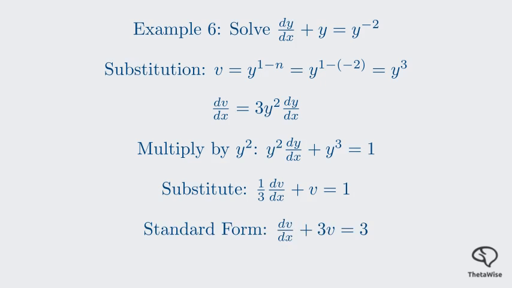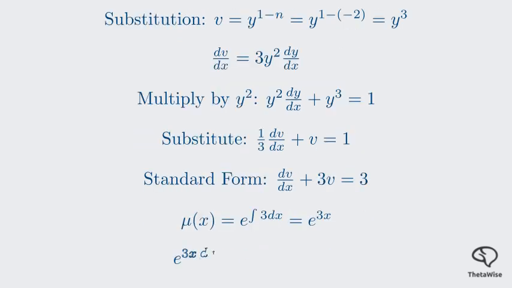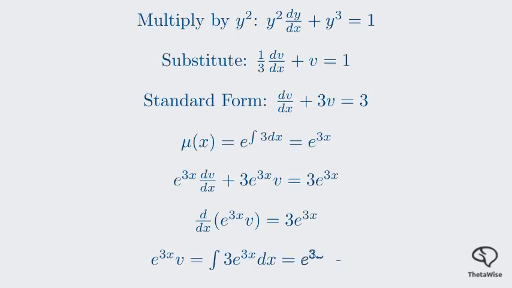Now we solve this linear equation. P of x is 3, so the integrating factor is e to the power of the integral of 3 dx, which is e to the 3x. Multiplying by e to the 3x gives e to the 3x times dv slash dx plus 3 times e to the 3x times v equals 3 times e to the 3x. The left side is the derivative of e to the 3x times v.